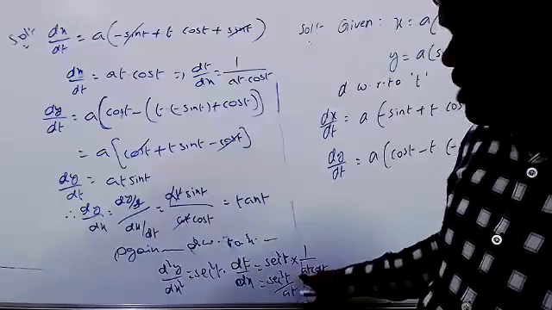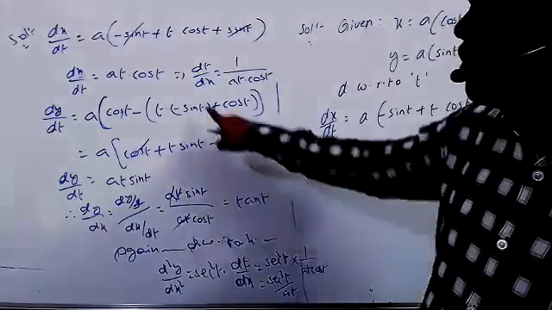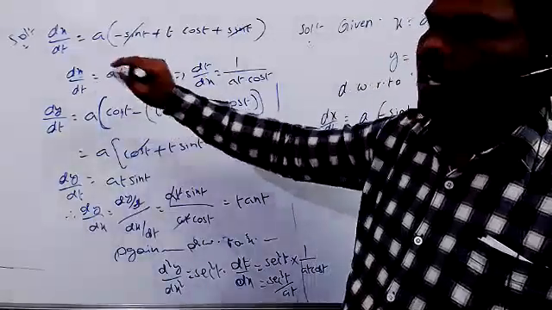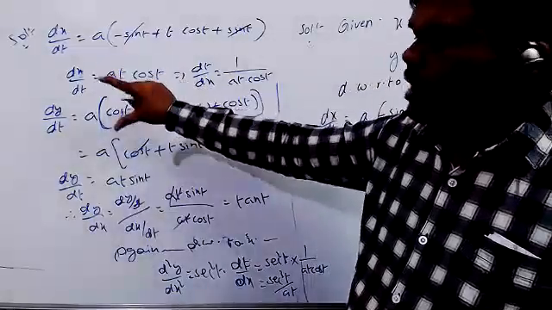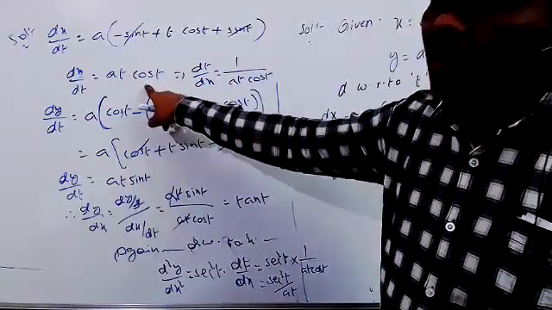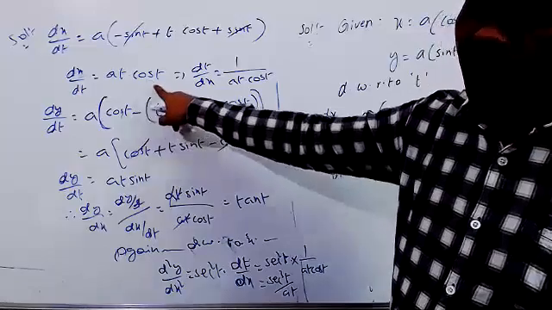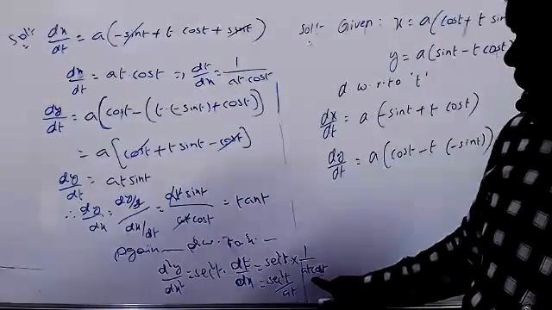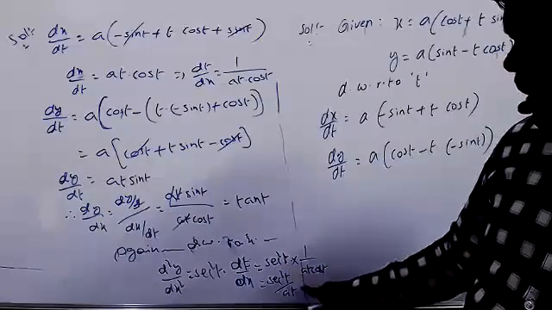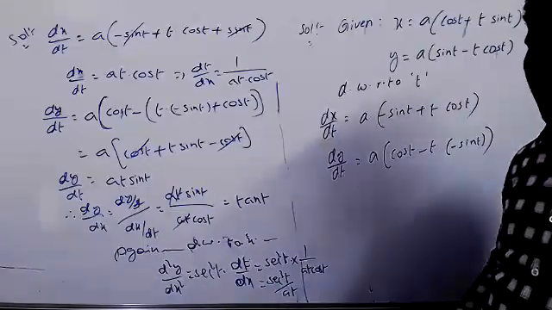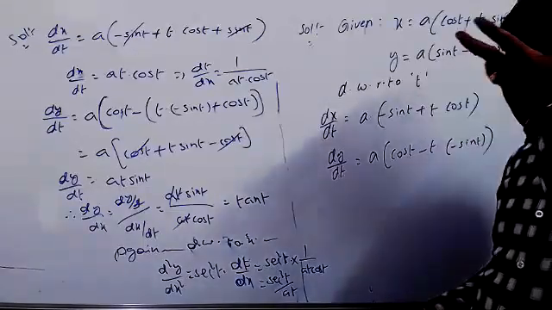But previously we got dx by dt equal to how much? At into cos t. Just take the reciprocal. When you take the reciprocal, dt by dx equals 1 by at into cos t. Correct? Now this one you can substitute in there. So 1 by cos equals secant. Secant into secant square equals secant cube t by at. This is the value of d square y by dx square.